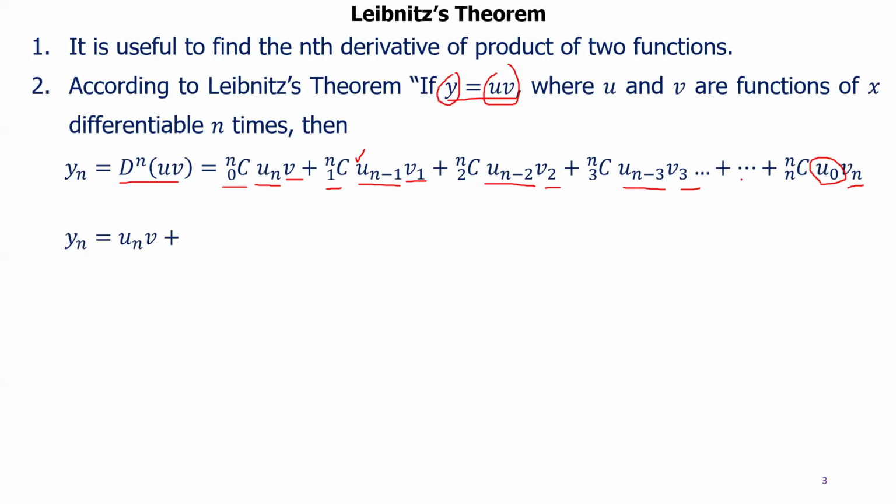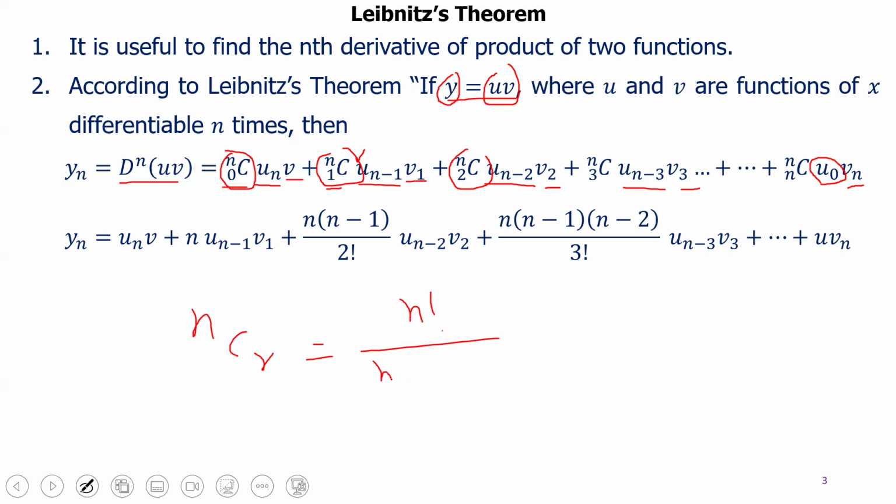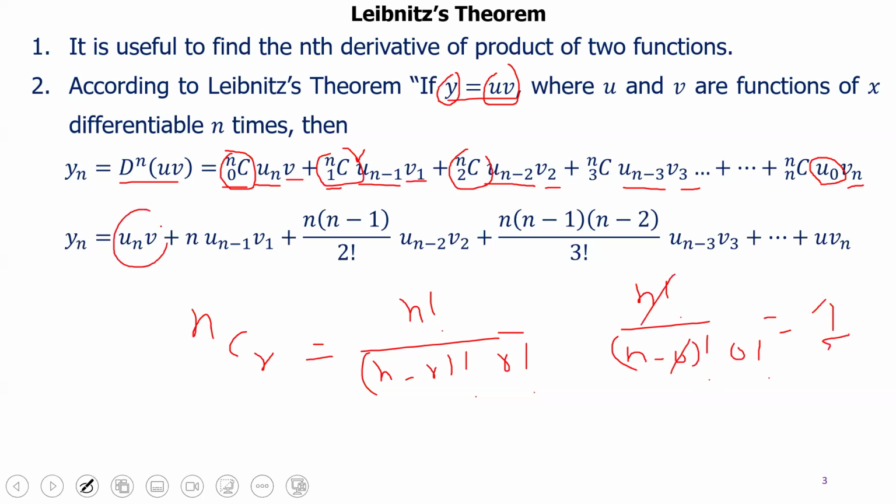But we know what nC0, nC1, nC2 are. We can write nCr as n factorial divided by (n minus r) factorial into r factorial. Here nC0 means n factorial divided by (n minus 0) factorial, which is nothing but 1. So the first term is u_n v.